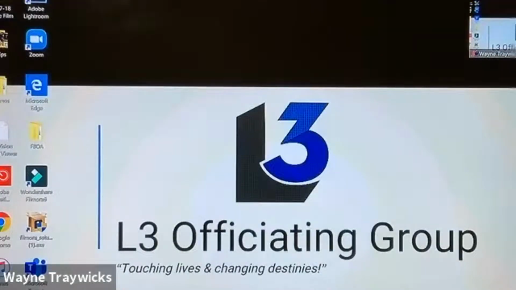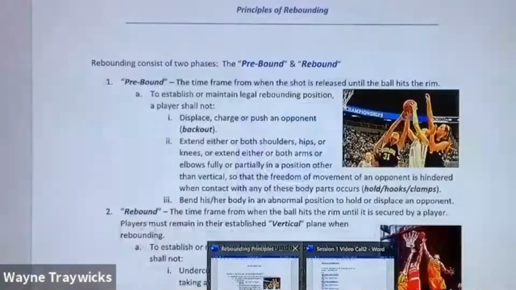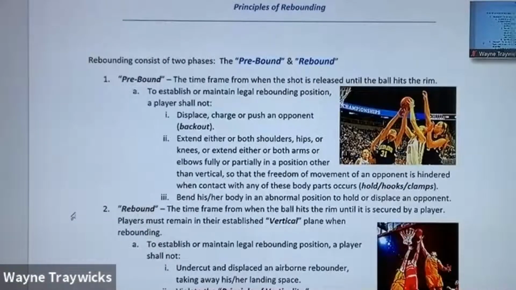All right. First, let's review the principles of rebounding before we get into the clips. All right, the one thing that we discuss often is that there are 2 phases to rebounding. There's the pre-bound and then the rebound. The pre-bound is the time frame when the shot is released until the ball hits the rim. That's the phase where we have to understand what we've been working on the last several weeks is not just where we're looking, but specifically what are we looking at.